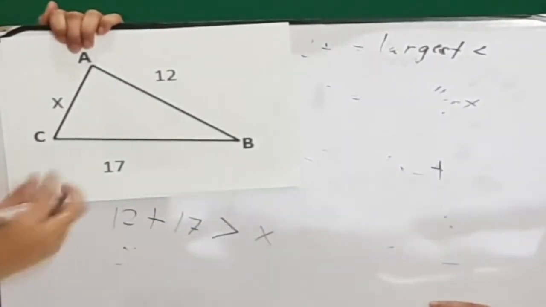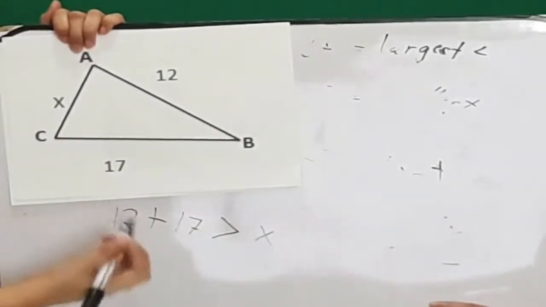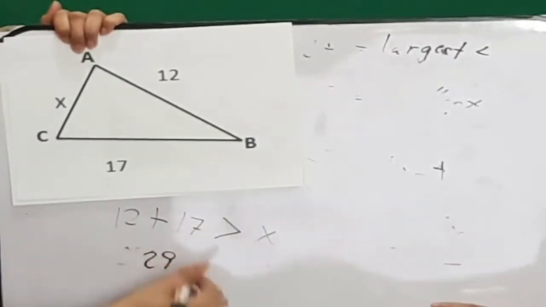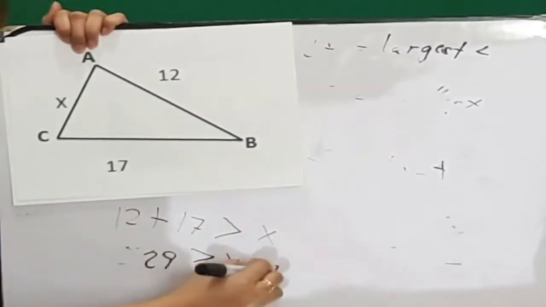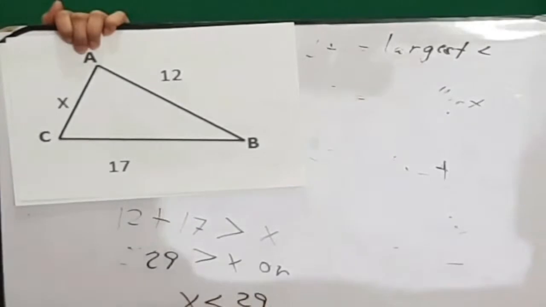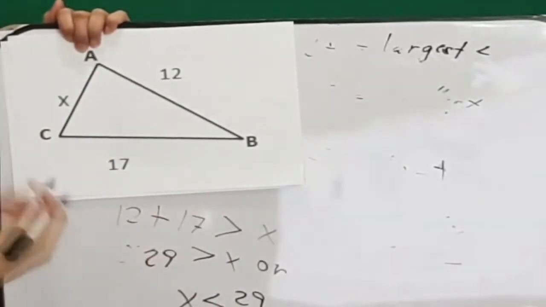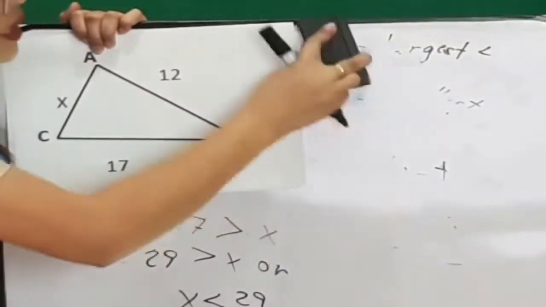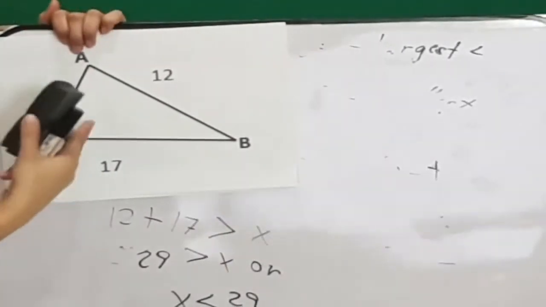Now, if we are going to find the possible values of x here, then we simplify. So, 12 plus 17 is, of course, 29. So, we now have 29 is greater than x, or x is less than 29. Okay? So, this is the first option. We need the second option so we can find out the possible values of x that should satisfy the triangle inequality theorem.